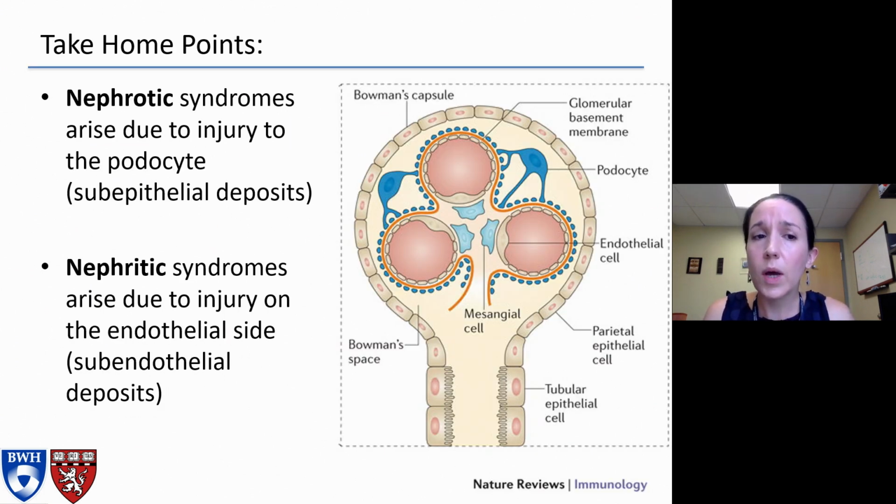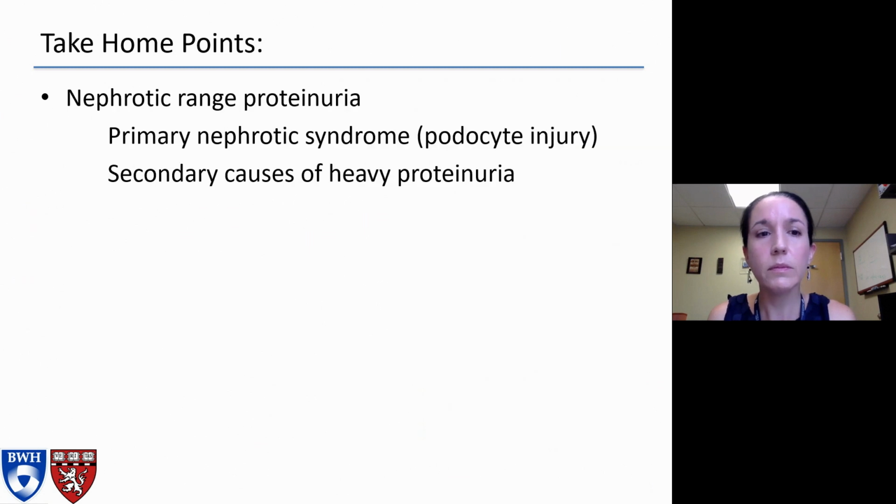So just to give you a couple of take-home points. Again, to emphasize, the nephrotic syndromes arise due to injury on the podocyte side of the glomerular basement membrane, and we call this subepithelial deposits because the podocytes are part of the epithelium. The nephritic syndromes arise due to injury on the endothelial side of the glomerular basement membrane.